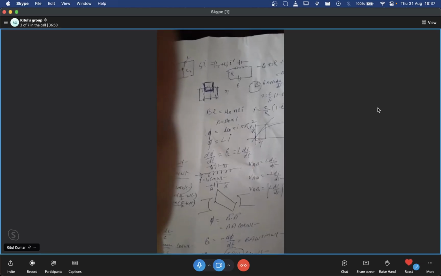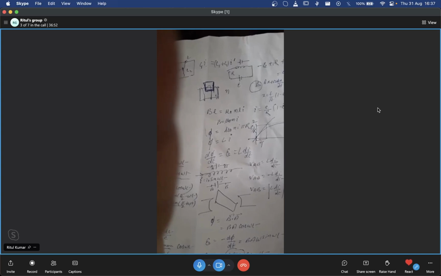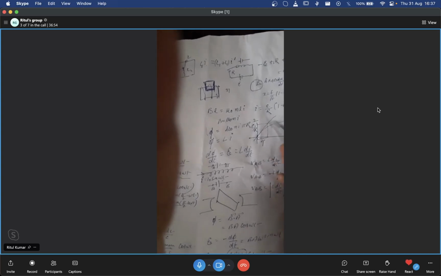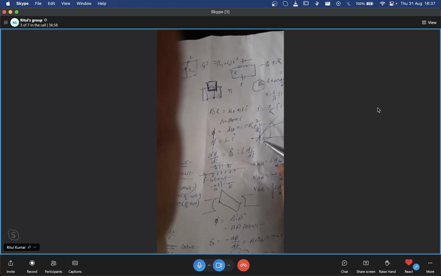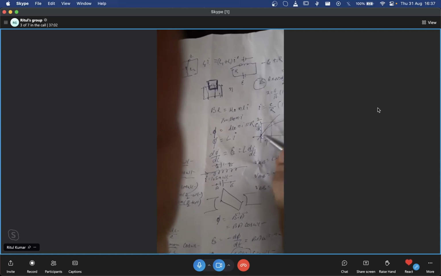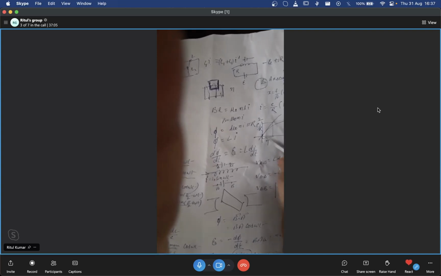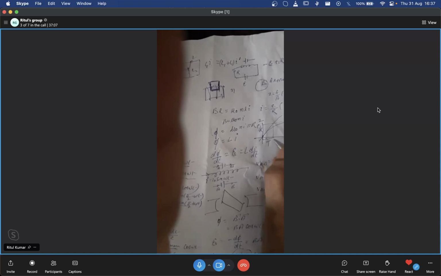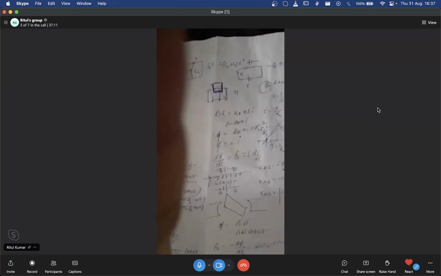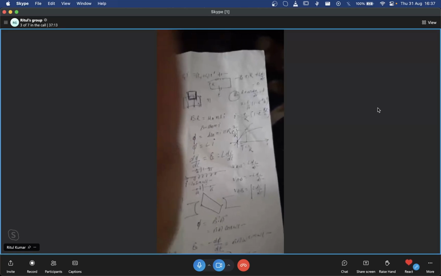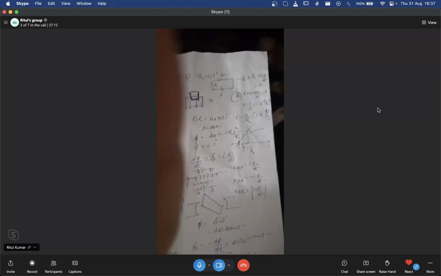And what is time constant? Time constant is the time taken to reach the final value following the initial rate. This is what is time constant to us. This is what is L by R to us. Got it here? Yes, sir.